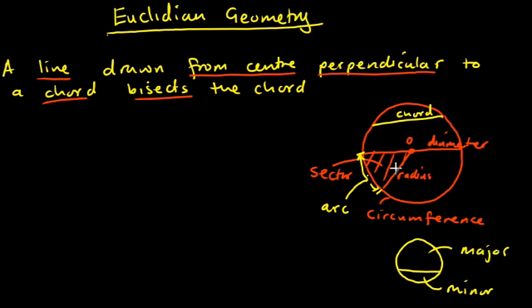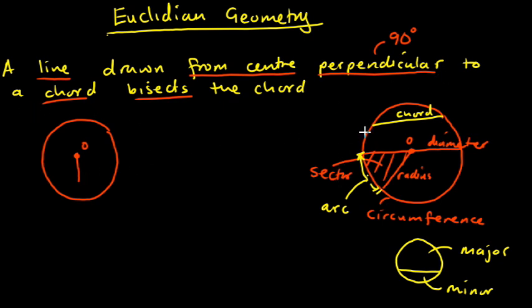Now we understand what a circle is. Let's now try to understand the terms of our theorem. So a line drawn from center, it means that I will have a circle, of course. Then I have a center. And then there is a line that's going to be drawn from that center. Let's say this is O. And that line from center is going to be perpendicular. Perpendicular means at 90 degrees. So it's going to be 90 degrees to a chord.